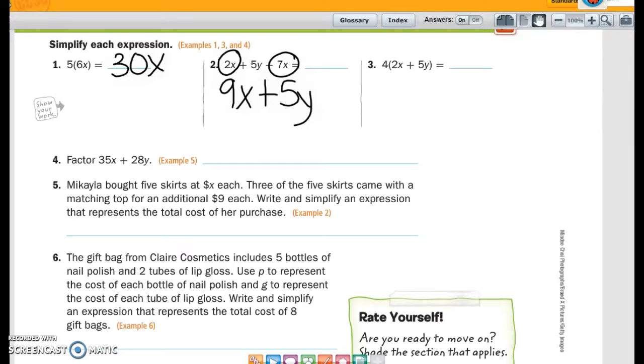This one's set up like a distributive property on number 3. So we're going to take the outside number. We're going to multiply it with both of them on the inside. So 4 times 2x is 8x. Plus 4 times 5 is 20. And you add your y.